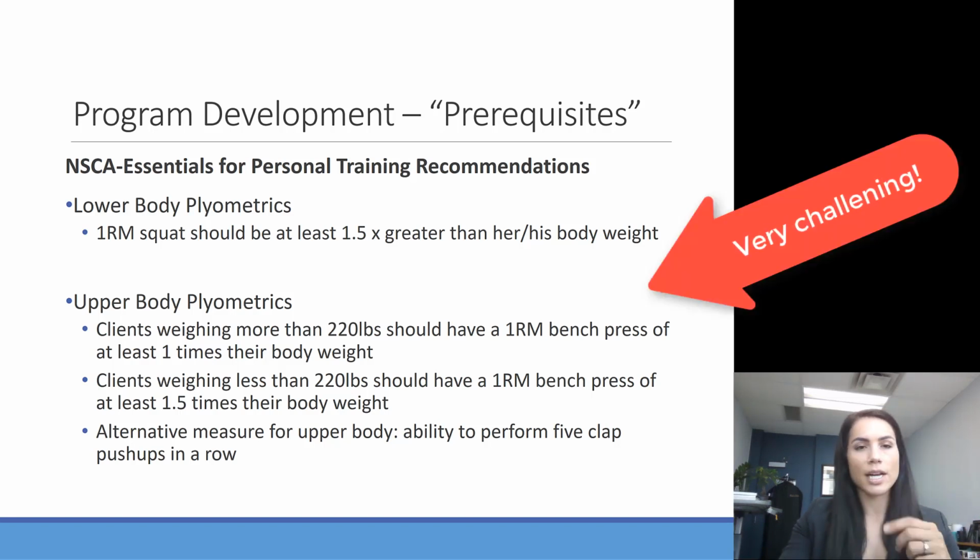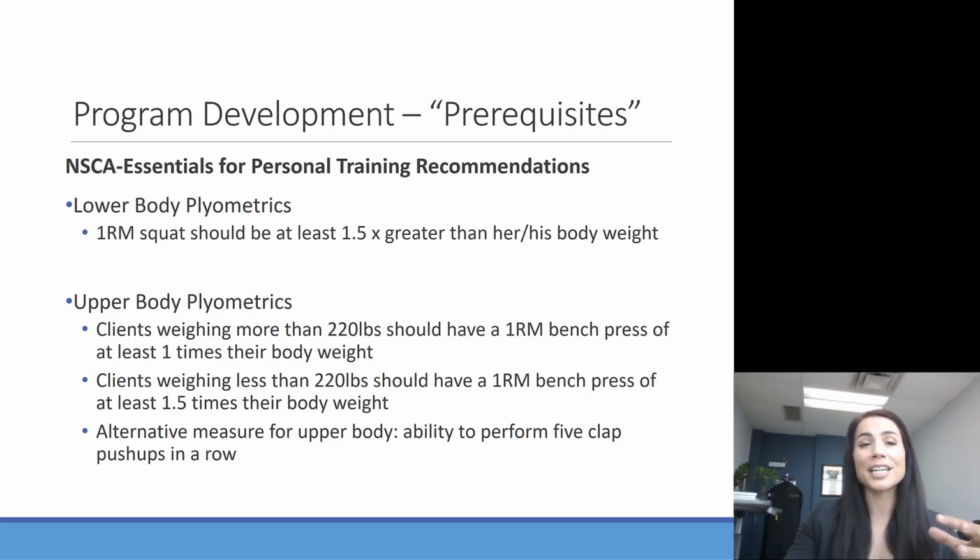So an alternative, just to make sure I highlight this for this kind of 1RM bench press, is adding in different push-ups. So the ability to perform 5 clap push-ups in a row. And to be clear, those are doing a push-up, clapping in between the push-up, and doing another push-up. If you can do 5 of those, then you can do upper body plyometrics. What's funny to me about this is that this is a guideline from NSCA, and what they're asking you to do as a prereq is in and of itself a plyometric exercise.